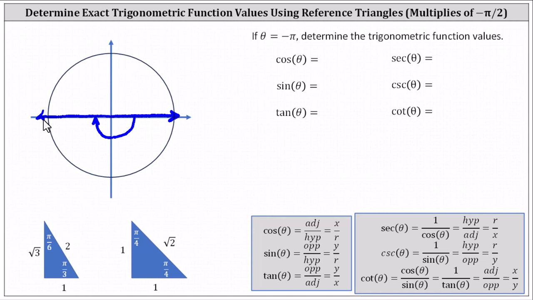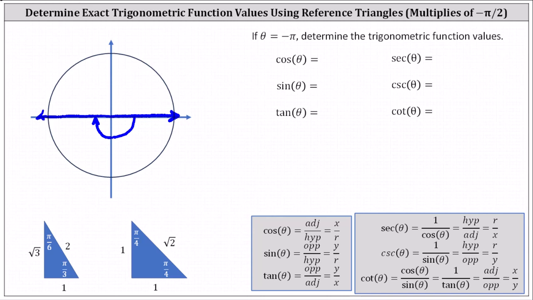Whenever the terminal side of an angle in standard position falls along the x-axis or y-axis, we have what's called a quadrantal angle, a multiple of pi divided by 2 radians or 90 degrees. When this happens, we will not be able to sketch a reference triangle. We'll have to determine the trigonometric function values using the point of intersection where the terminal side intersects a circle centered at the origin, as well as the radius of the circle.